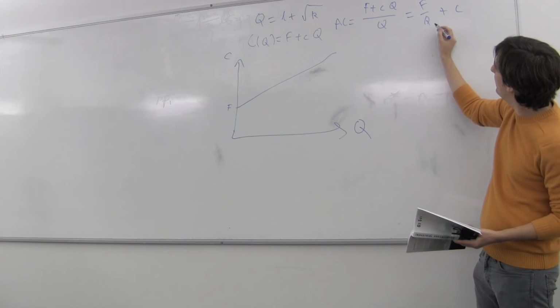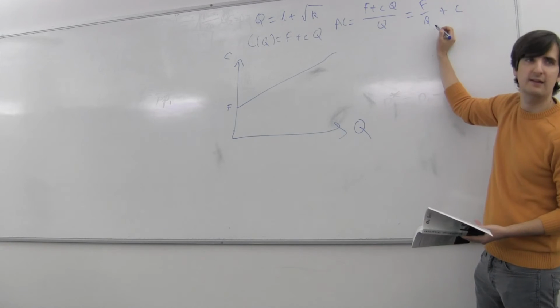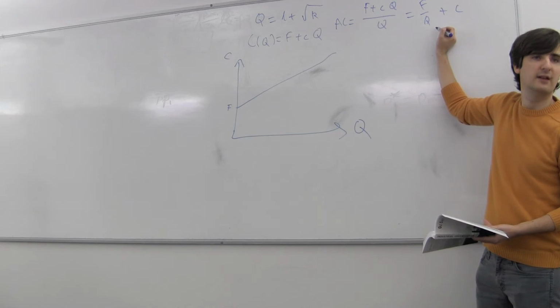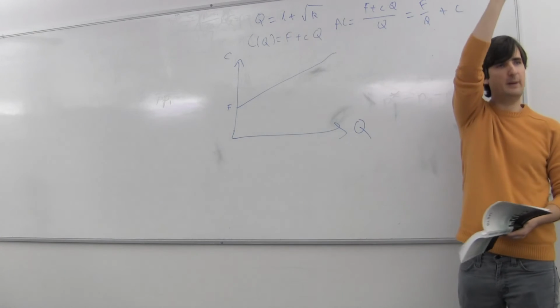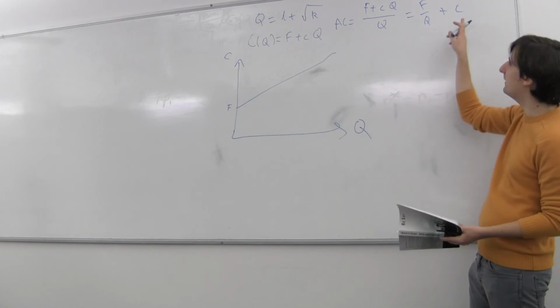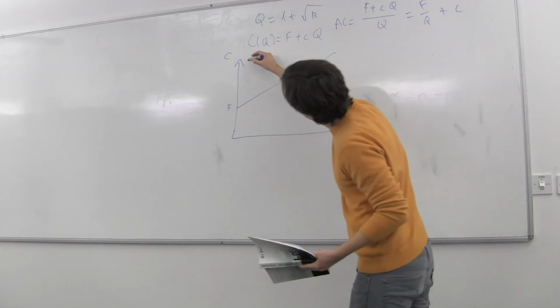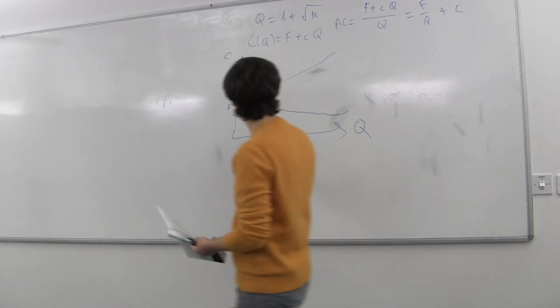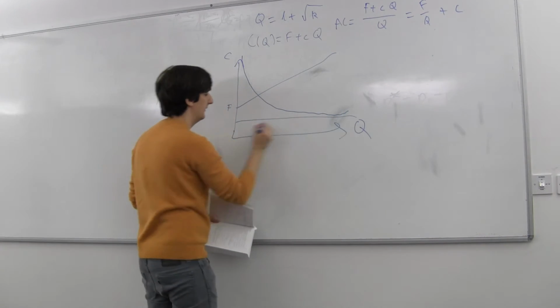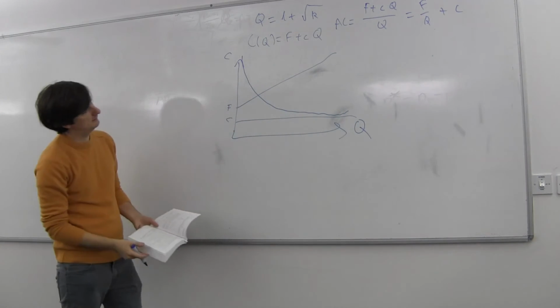But when Q is small, F over Q is going to be very big. And when Q is 0, F over Q is going to be infinite. So it's going to start out very big, and then it's going to decrease until it gets to C. So it's going to look something like that. Okay, where here is marginal cost of C.